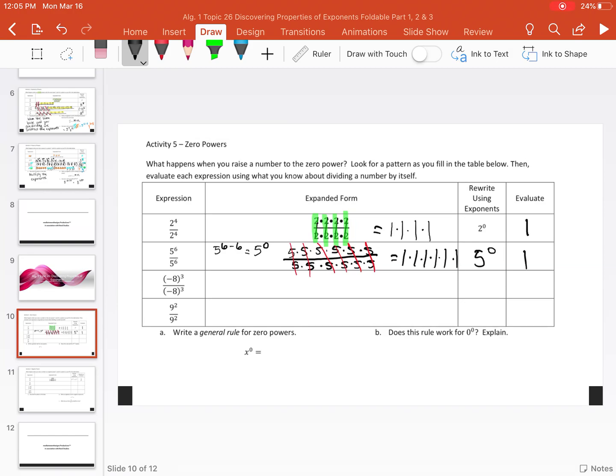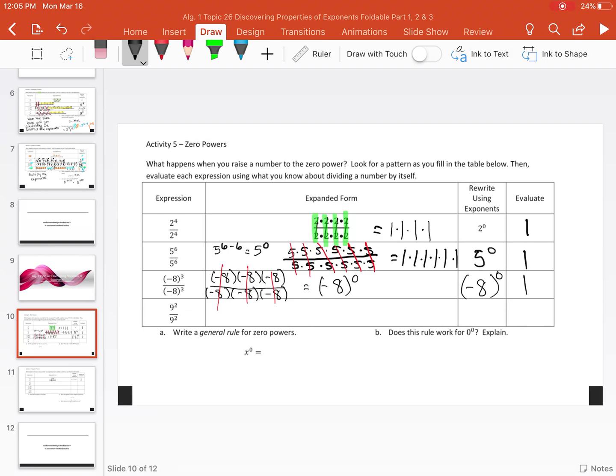This applies also to negative numbers. So we have negative 8 times negative 8 times negative 8 over negative 8 times negative 8 times negative 8. If we want to reduce, that reduces to negative 8 to the 0th power, which also reduces to just 1.